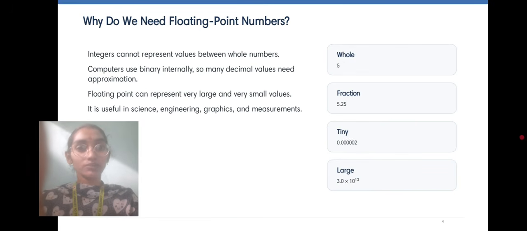Why do we need floating point numbers? Integers cannot represent values between whole numbers. Computers use binary internally, so many decimal values need approximation. Floating point can represent very large and very small values. It is useful in science, engineering, graphics and measurements. For example, whole 5, fraction number 5.25, tiny 0.00002, large 3.0 × 10^12.